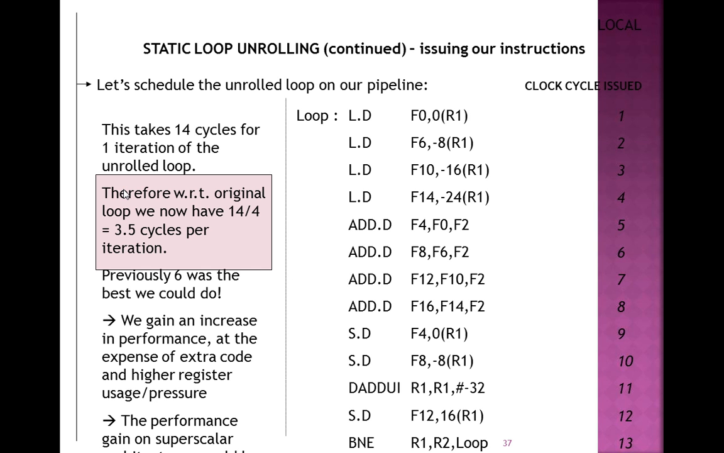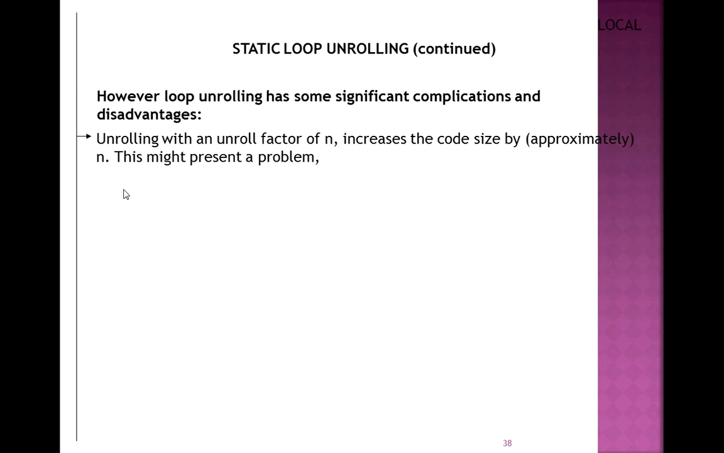This takes 14 cycles, that is from 1 to 13, 14 cycles for one iteration of the unrolled loop. Therefore, with respect to the original loop, we now have 14 divided by 4, which equals 3.5 cycles per iteration. Previously 6 was the best we could do. So now it becomes 3.5, from 6 to 3.5. So it increases the performance of the program. We gain an increase in performance at the expense of extra code and higher register usage pressure.